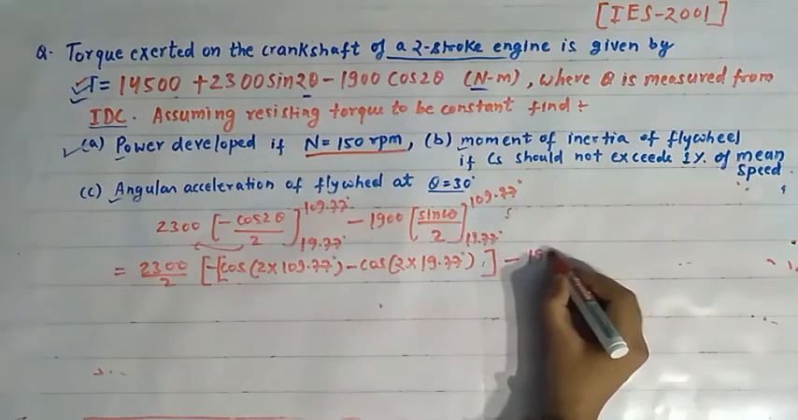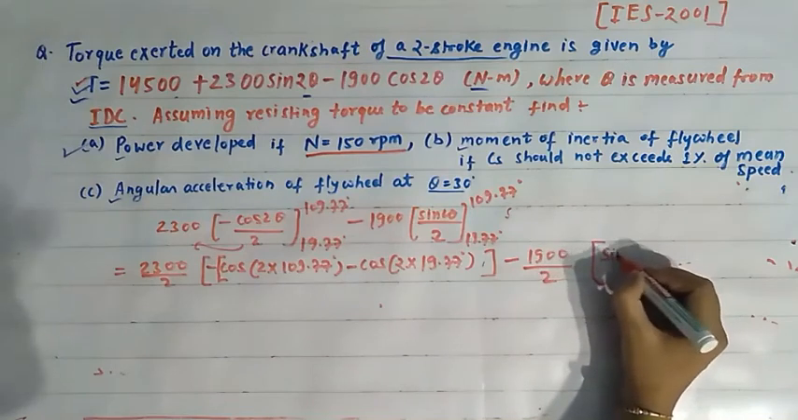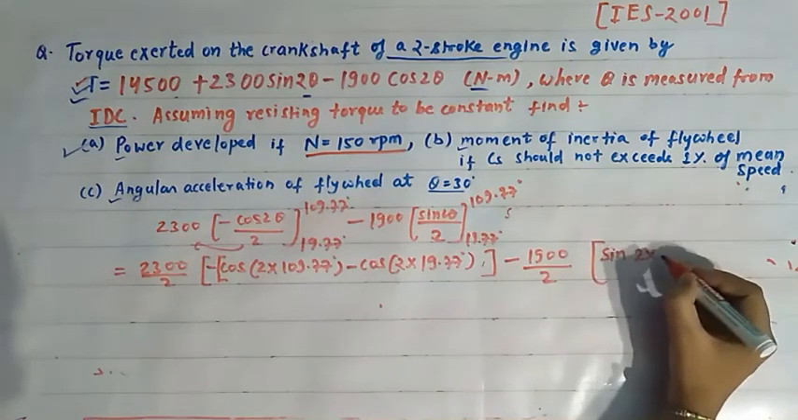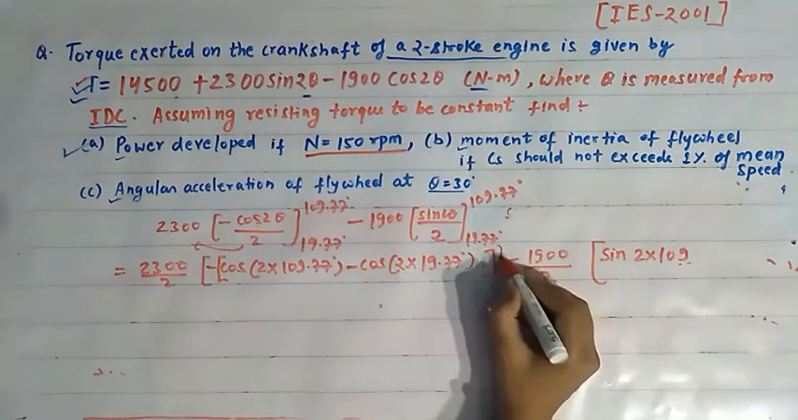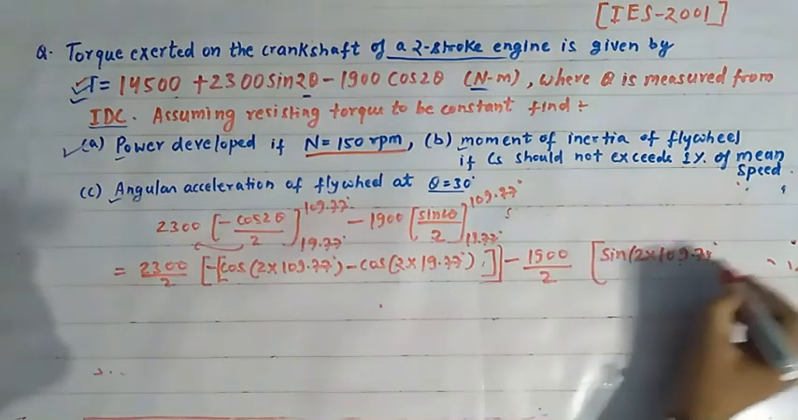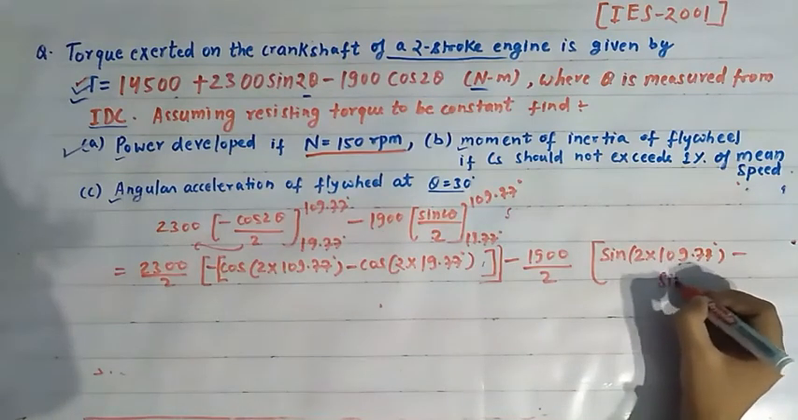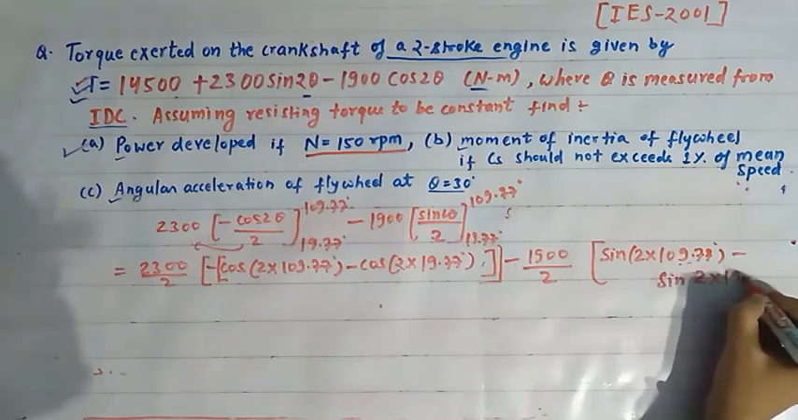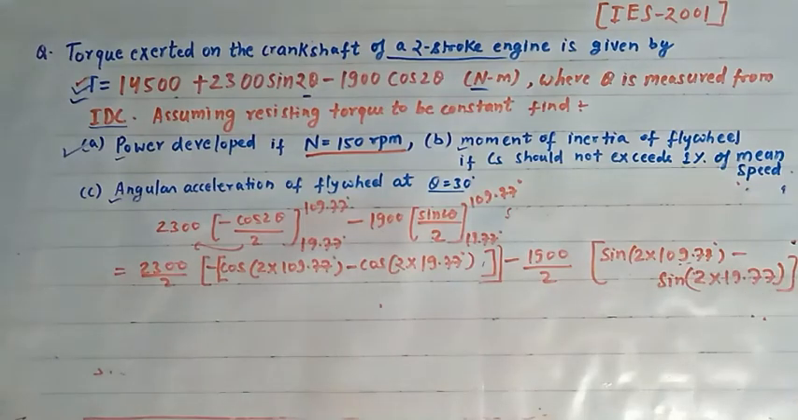It will be equal to 1900, taking 2 here, by 2 times sine 2 into 109.77 degree minus sine 2 into 19.77 degree. Okay, now when we solve this, what will we get? Let us see.